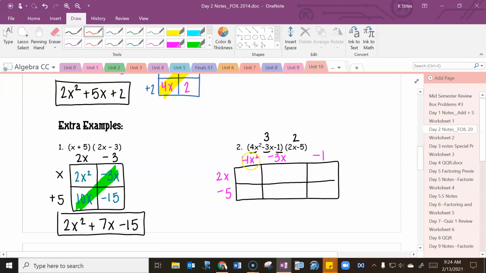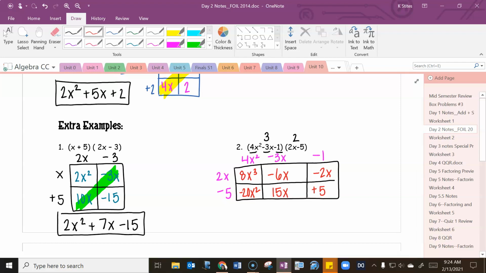2x times 4x squared is 8x cubed. 2x times negative 3x is negative 6x. 2x times negative 1 is negative 2x. All right, next row, negative 5 times 4x squared is negative 20x squared. Negative 5 times negative 3x is 15x. And negative 5 times negative 1 is a positive 5. Be careful about that one.